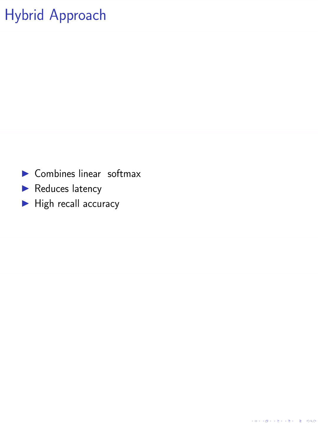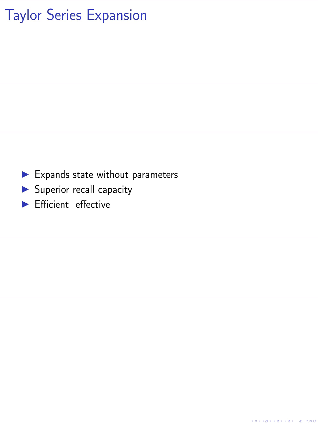We also employ the Taylor series feature map to expand the recurrent state size without adding extra parameters. This choice is validated through comparisons with alternative feature maps, where the Taylor series feature map shows superior performance in improving recall capacity. This method achieves high recall with fewer parameters, highlighting its efficiency and effectiveness.